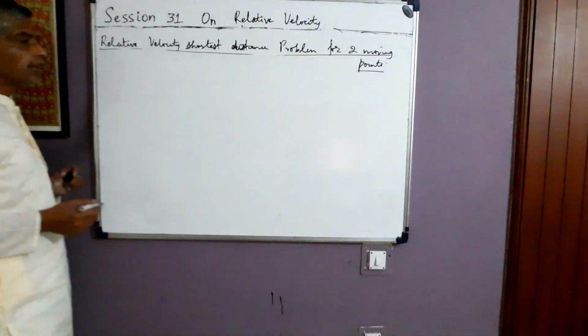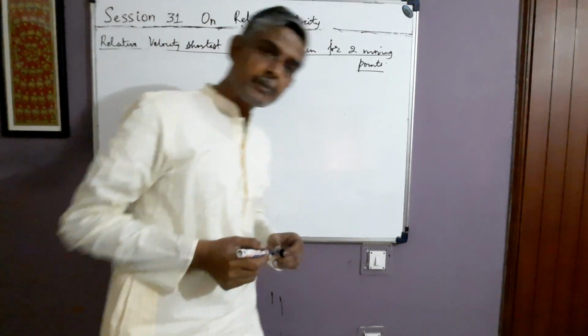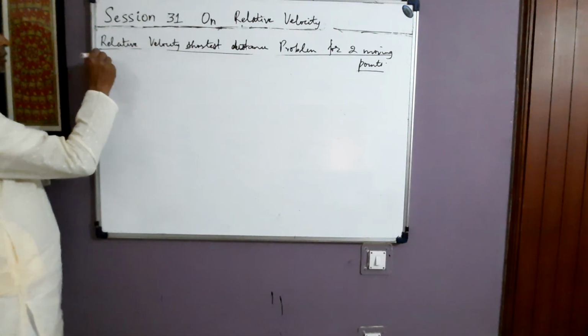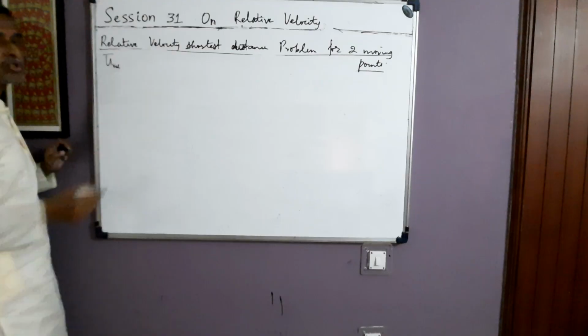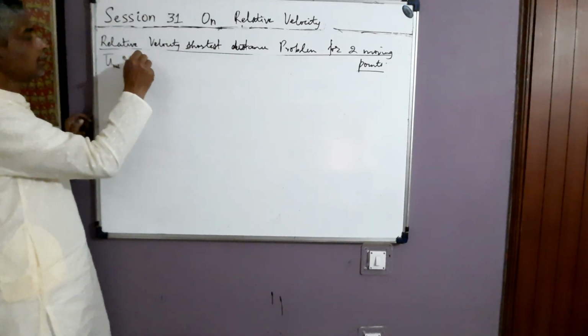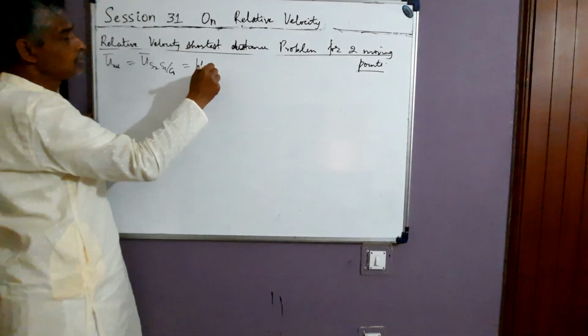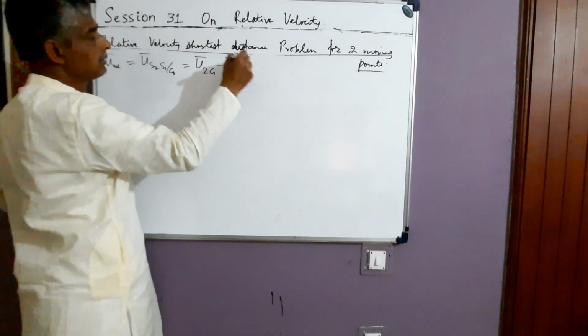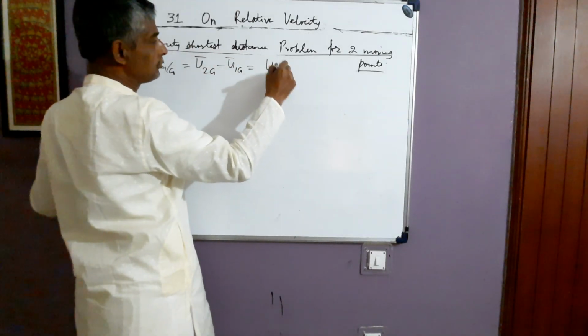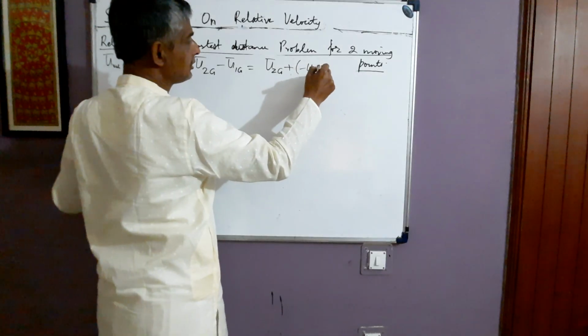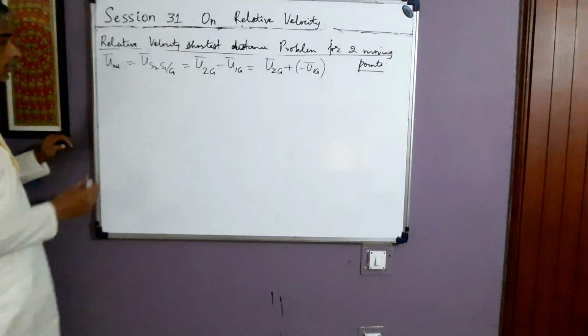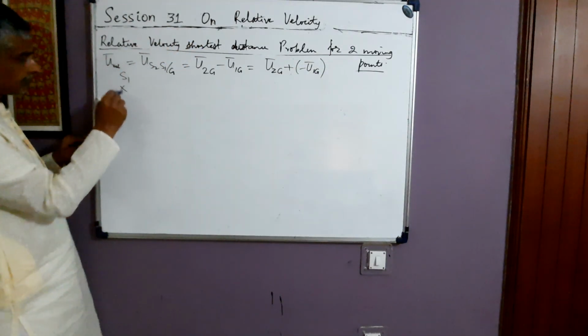So we find the initial relative velocity of S2 with respect to S1. U relative is the initial relative velocity of S2 with respect to S1. That is U_S2S1G, which is equal to U2G minus U1G. That is just U2G plus the reverse of U1G.